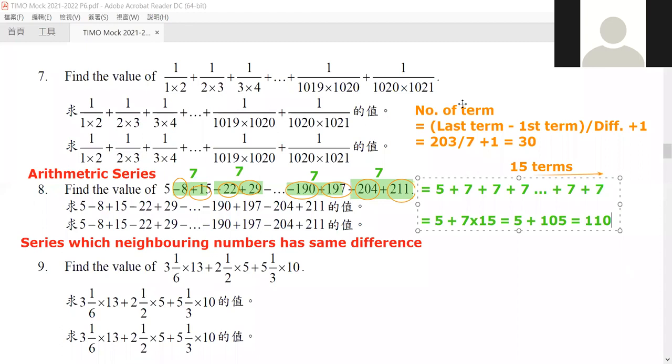So let's go to our next question, which is question number 9. Find the value of this expression.